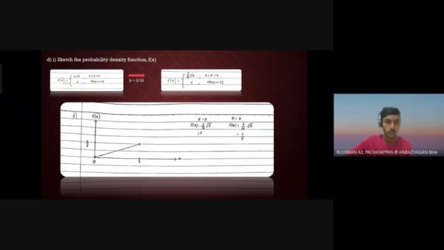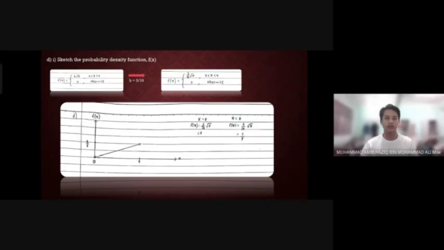So when x equals 0, f(x) is also 0, so the point is here. And when x equals 4, f(x) equals 3 over 8, so the point is here. I draw an empty circle because it is x more than 0 and less than 4, and not x more than or equal to 0 and x less than or equal to 4.